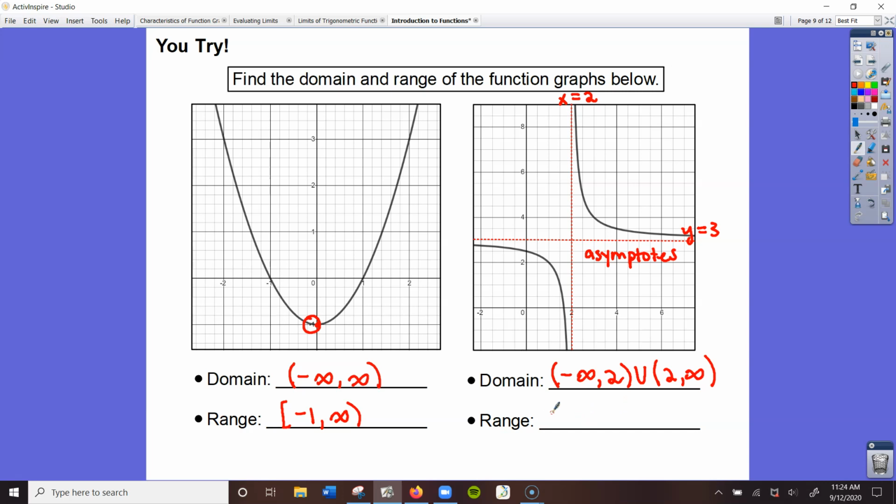The range is very similar. We're going to start with negative infinity because it does open down forever. But I have to stop at the asymptote, which is 3. And remember, we are not including that. But there's more above that line, so I would use a U and start again at 3. And then it goes up forever to infinity. Again, the 3 is not included because it is an asymptote and nothing is there.